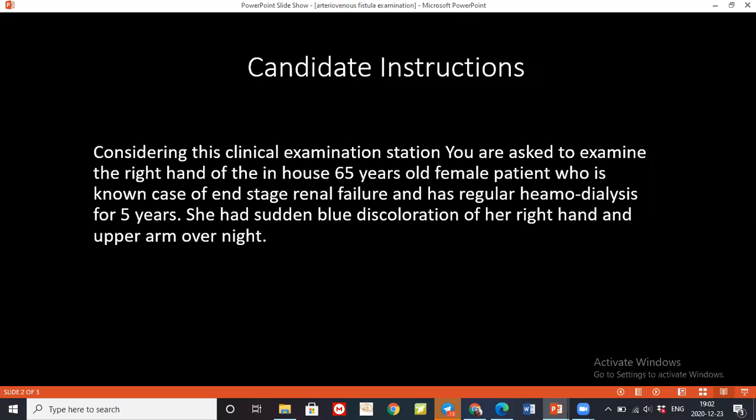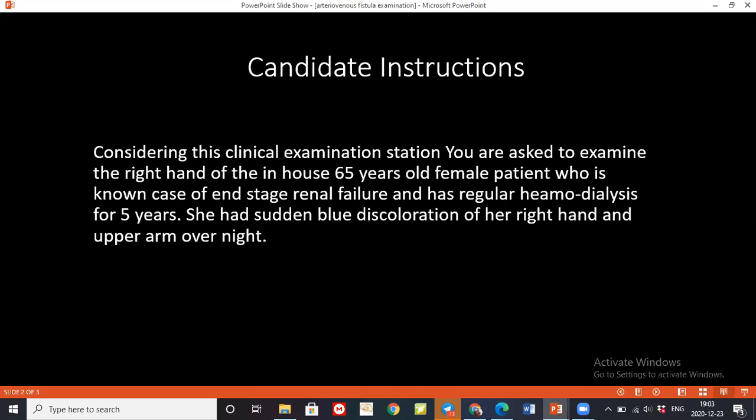After that, I'll ask the patient about any pain at the shoulder, and if she needs any analgesics right now, then I'll provide for that. Then I'll take the permission for the arm elevation test. I'll elevate the arm to the level above the heart.